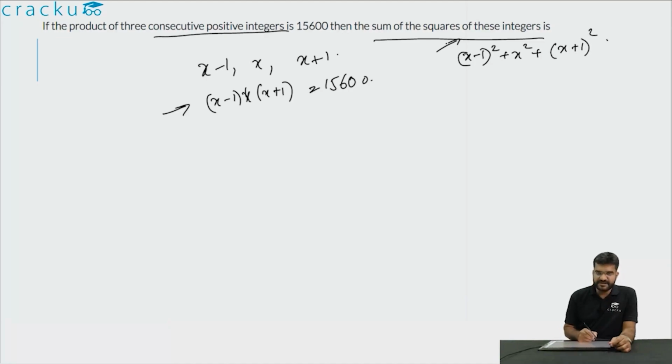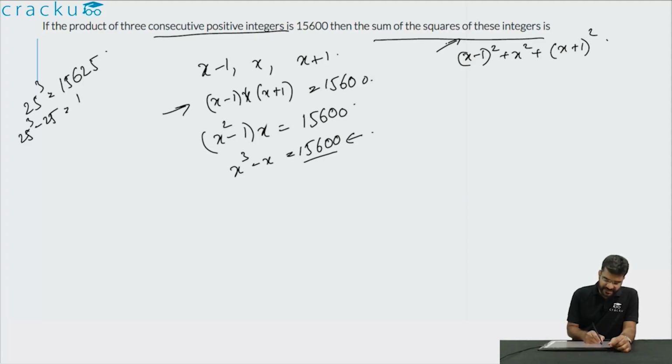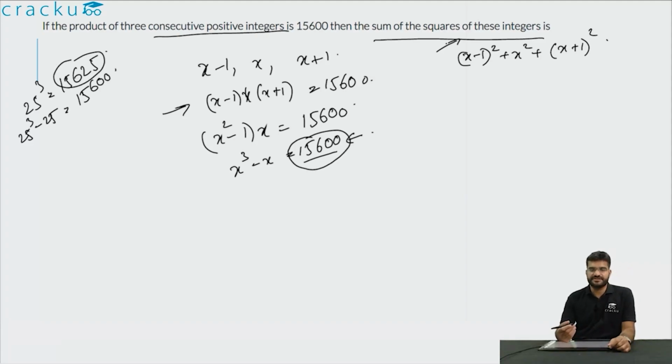Now if we simplify the given expression, we would get that x square minus 1 into x is equal to 15,600, or x cube minus x is equal to 15,600. Now you can use trial and error to figure out the cube which is closest to 15,600. You can easily find out that 25 cube is equal to 15625 and 25 cube minus 25 will therefore equal 15,600. We have identified that 25 cube is very close. So the value of x will be 25.